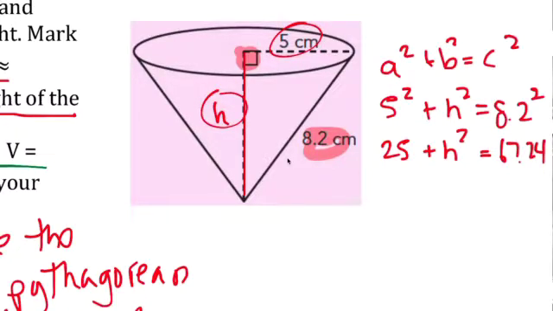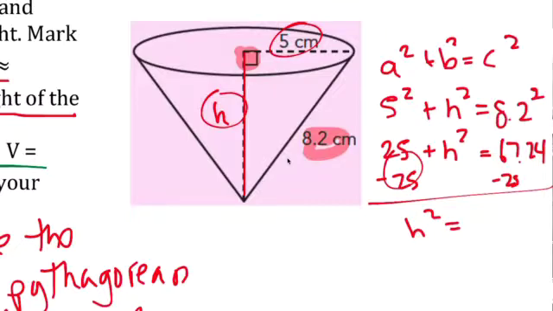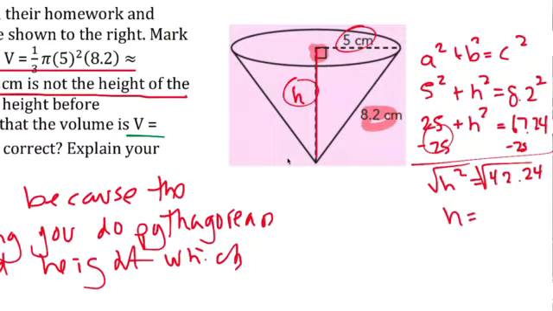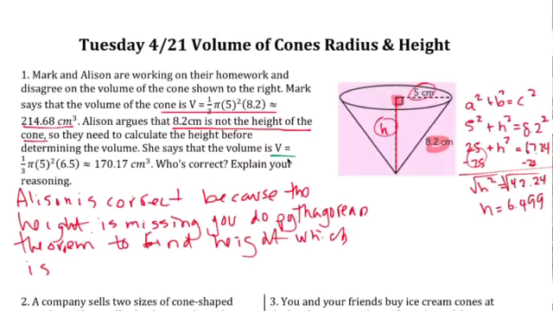And then you subtract 25 from both sides, so you get h squared equals 42.24. Find the square root, use your calculator. If you do that, you get h equals 6.499, which is 6.5, which Allison found, which is 6.5 centimeters.